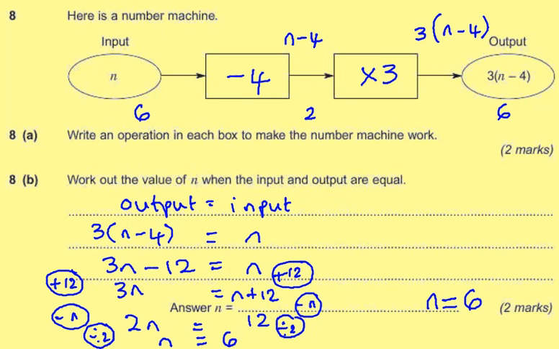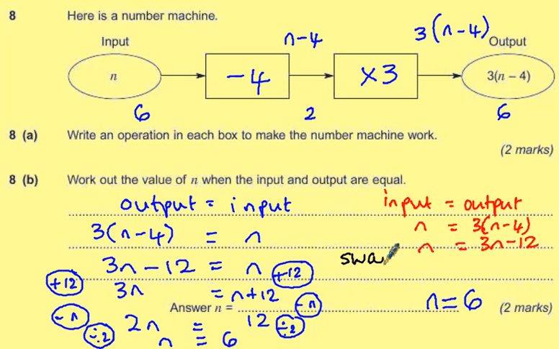Now, I just very quickly want to show you, if you'd written our first line here with the input equals the output this way around, we'd have had that n is equal to 3 brackets n minus 4. n would be equal to 3n minus 12. Now we've got a bigger number of n's on the right hand side, so if we simply swap the sides, we'd have 3n minus 12 equal to n, which is exactly the same as our line here.